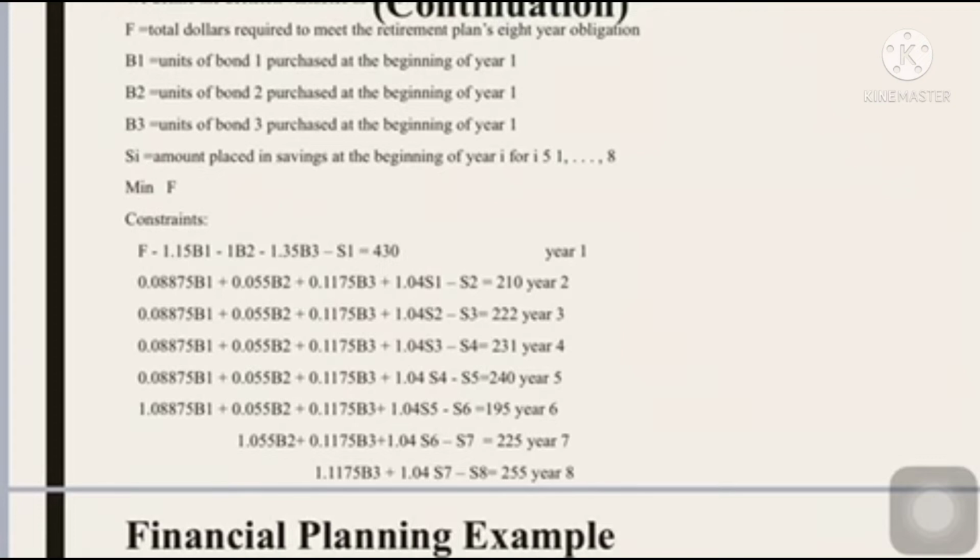In year 4, 0.08875 B1 plus 0.055 B2 plus 0.1175 B3 plus 1.04 S3 minus S4 equals 231 in year 4. 0.08875 B1 plus 0.055 B2 plus 0.1175 B3 plus 1.04 S4 minus S5 equals 240 in year 5.